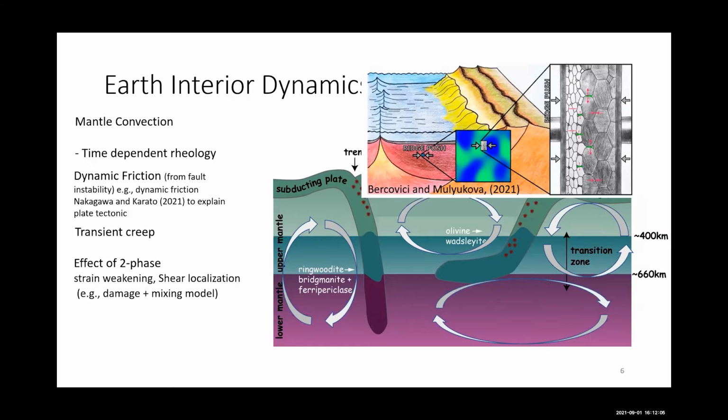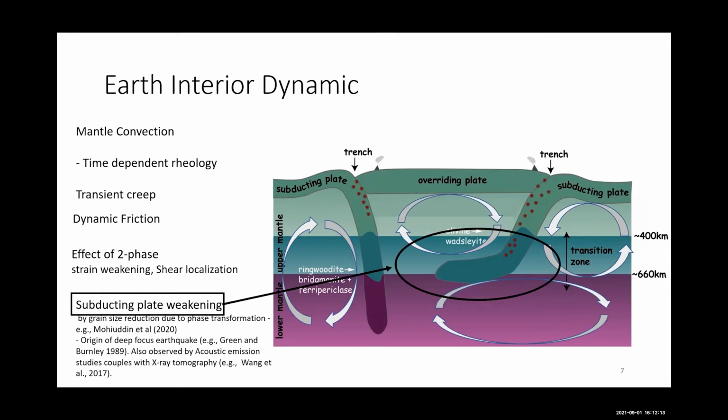So that is another time-dependent rheology connected to the effect of two phases. Another way to reduce the strength of a material is through phase transformation that would induce grain size reduction. This could potentially be important to explain plate tectonics, or subducting slabs deforming in the mantle. Here in this schematic, you can see some subducting slab penetrating into the mantle with no deformation occurring, and then there's some subducting slab that, for example, this one, deforms below the transition zone region.